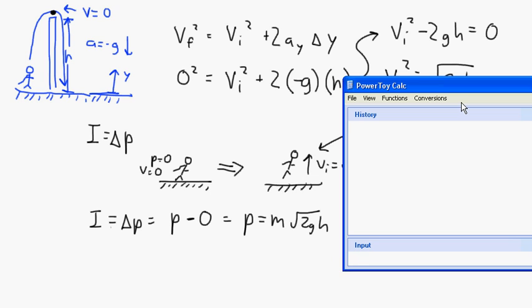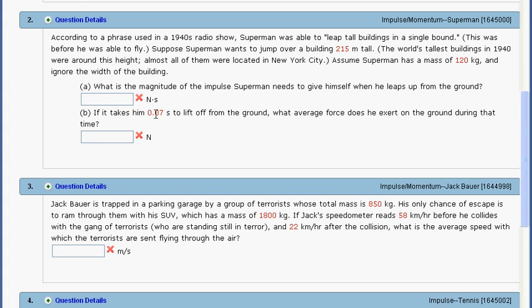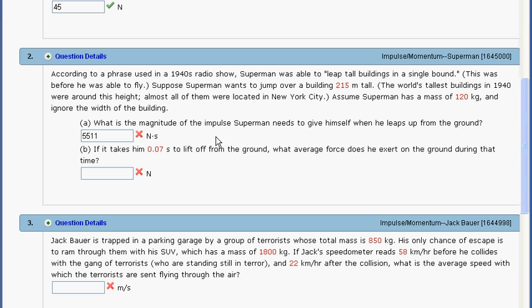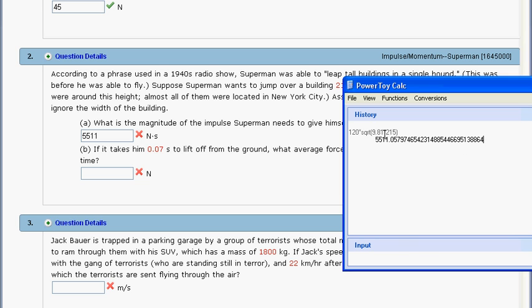All right, so 120 kilograms times the square root of 9.81 times the height of 215 meters. So it looks like his initial momentum should be 5511 kilogram meters per second. So let's see if that is in fact what it is. 5511. I'm wrong. So let's see, what did I do wrong?